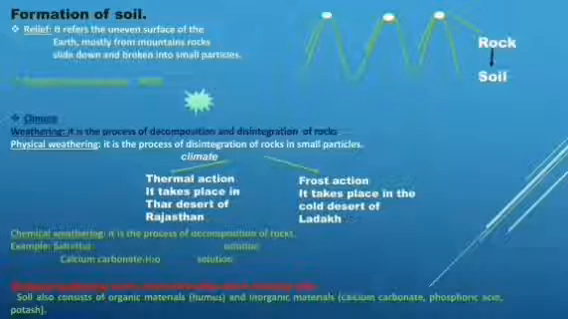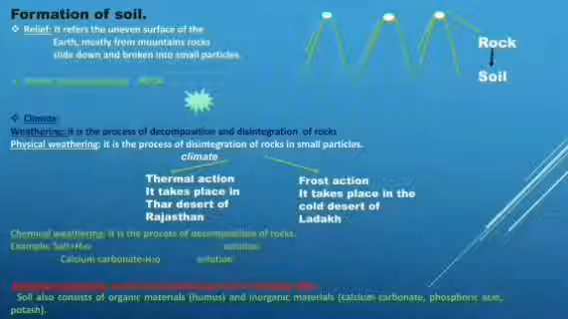Number three, biological weathering. Biological weathering is one of the physical weathering, but it takes place with the help of plants and animals. You know, the big animals, particularly elephants, under which rocks are broken down.